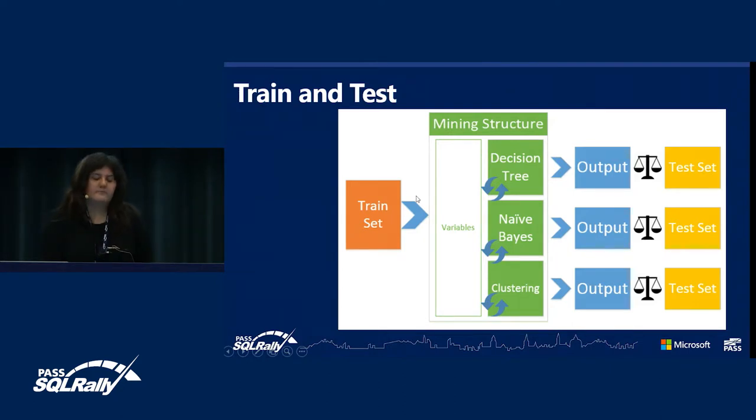Now, we always split our data into two parts. The first part, we call it train data. That means we use it to create the model, and also to see which variables affect buying the bike. And the other set of data we use for validating the model. So two sets of data, train set and test set. And we try to find that, okay, now our model is validated.